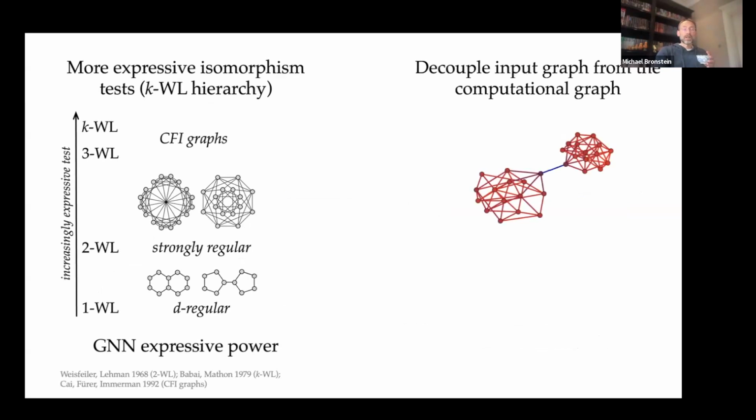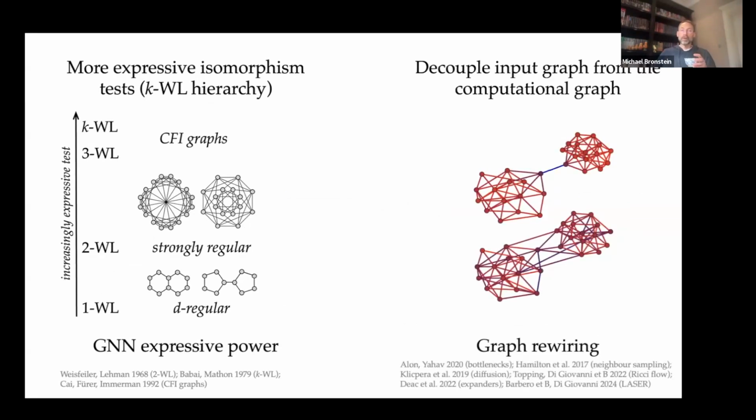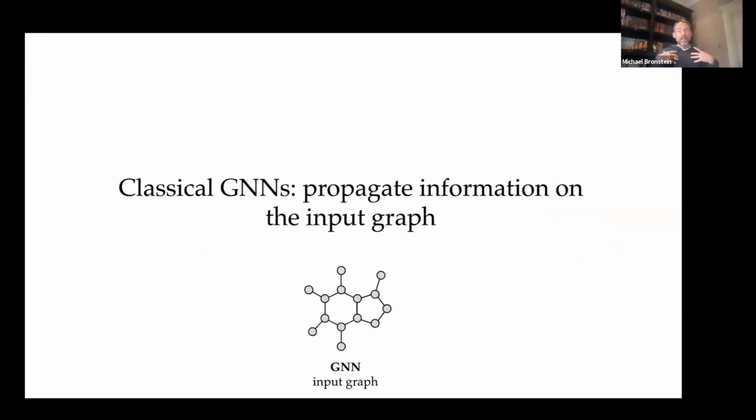From the practical perspective, what is done is to decouple the input graph from the computational graph. If your graph is unfriendly for message passing, maybe you will add or remove some edges to make the flow of information more efficient. This is known under the general term of graph rewiring, and there are many works that try to rewire the graph in some principled ways. What it does, though, is that it breaks this theoretical link to the Weisfeiler-Lehman graph isomorphism test, because the Weisfeiler-Lehman test tells you that I give you the input graph and you need to propagate information exactly on this graph, right, in order to describe it in some way.